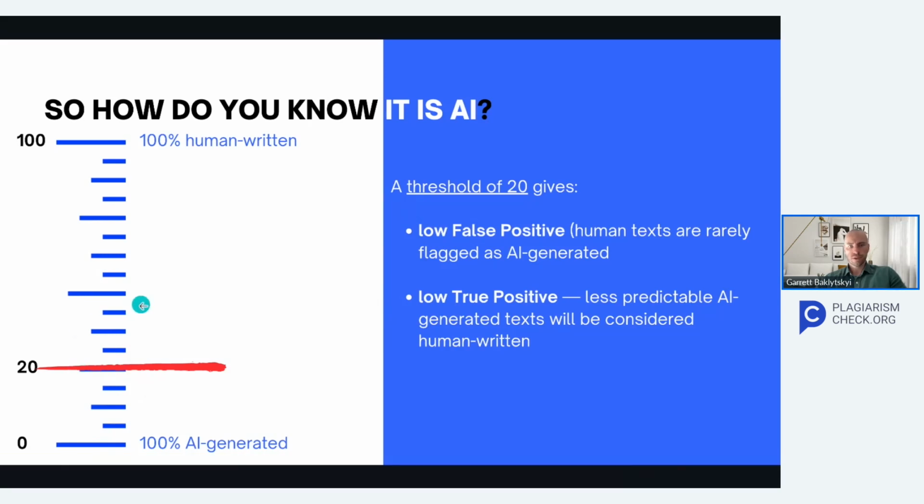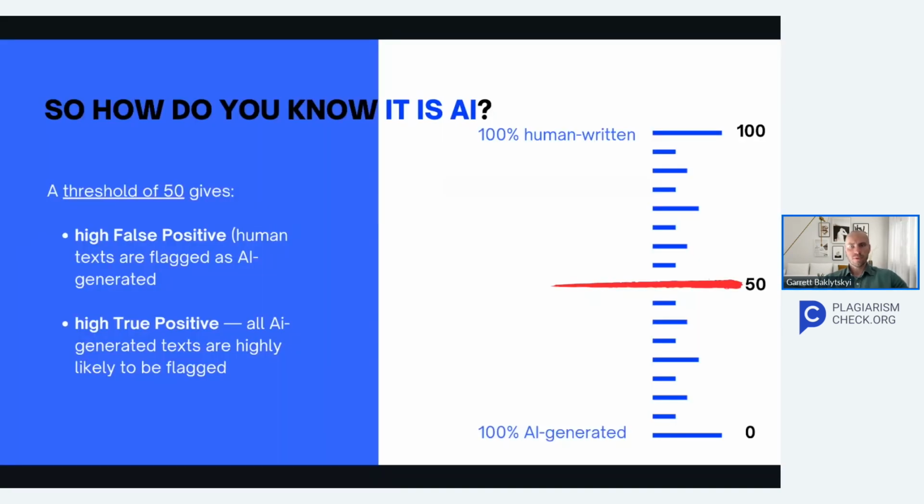It will consider it as human written. Let's take a look at another example. We have the same scale here, but the threshold is 50. Everything that is below 50 will be considered as AI generated. Everything that is 50 and more will be considered as human written.